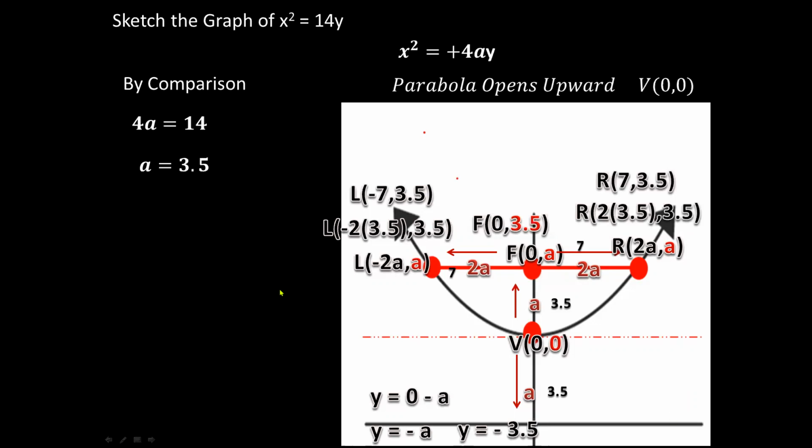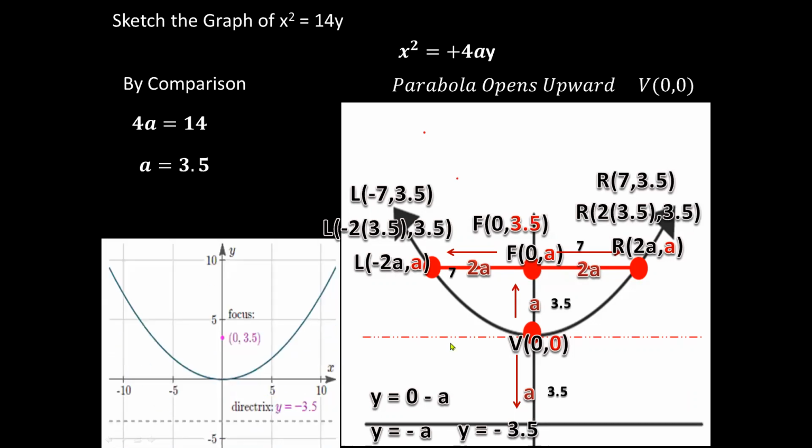Kung ipa-plot natin yan, yan ang itsura niya. Hindi ko na nga lang masyadong na-detail. So ito yung ating focus, 0 and 3.5, vertex, and then ito yung endpoint na dalawa. Naka-decimal eh. Ito naman yung equation ng directrix, y is equals to negative 3.5. At yan ang ating given example number 2. Vertex 0, 0 pareho.